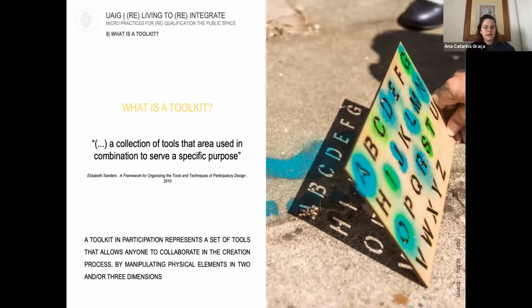A toolkit in participation represents a set of tools that allow anyone to collaborate in the creation process by manipulating physical elements in two and/or three dimensions. The tools and the instructions, including the toolkits used, depend on the goal and context of the exercise. The result of the participatory process derives from the participants' use of the toolkits.